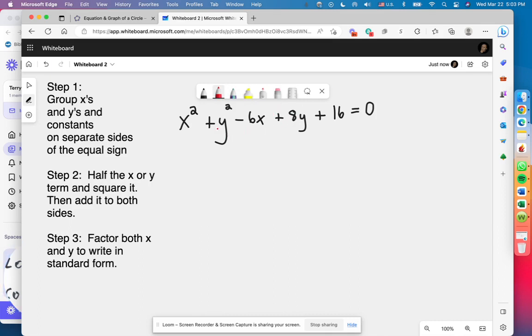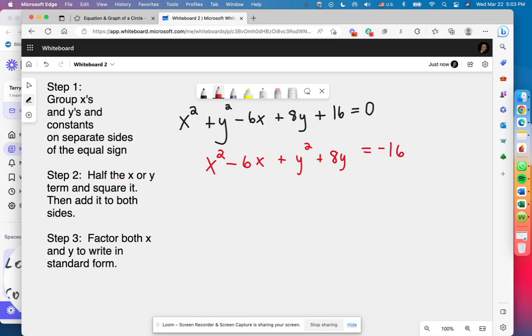All right. So now I'm going to put my x's together. So I'm going to have x squared minus 6x plus y squared plus 8y equals, again, bring that 16 over, negative 16. Okay?